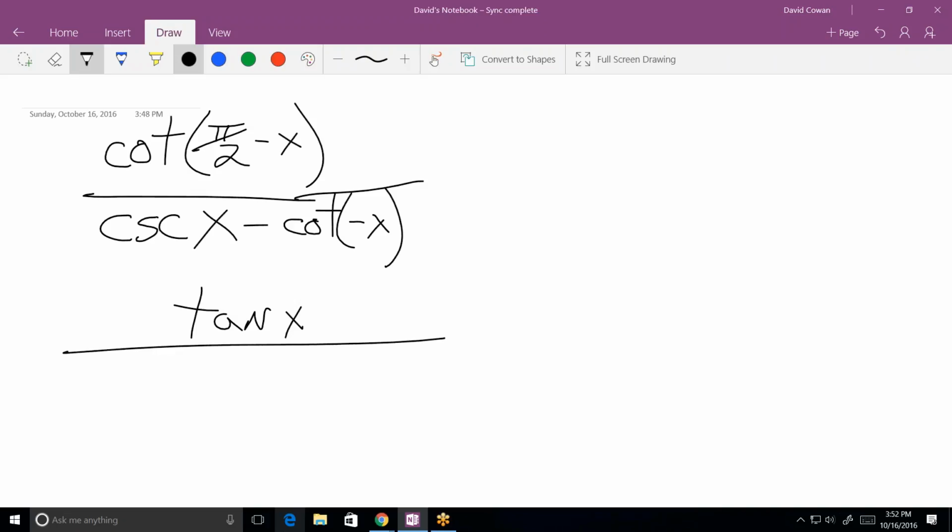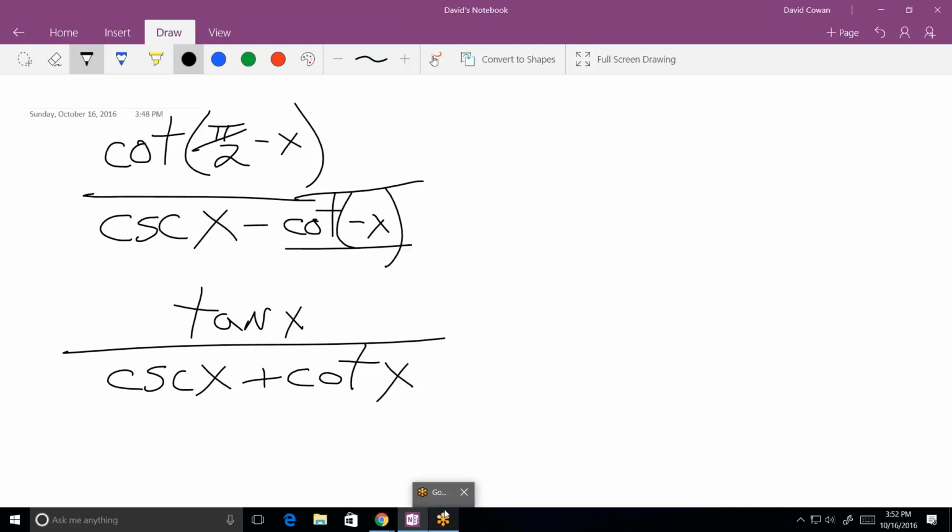Now let's look at the denominator. Let's look at the tough part. What's cotangent of minus x? Just cotangent of x? No, remember cotangent is odd, so it's negative cotangent of x, which is going to give us two negative signs, which would be positive. So that becomes cosecant x plus cotangent x. I'm going to take a wild guess and say that's what's on the right side.